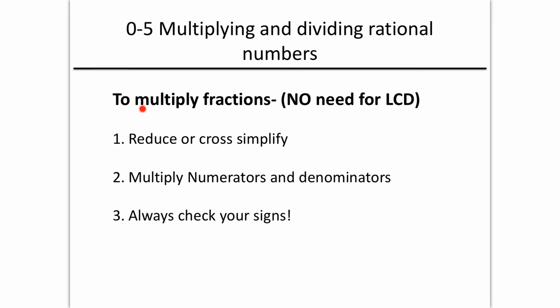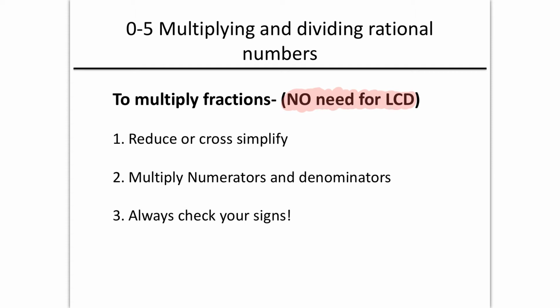So I'm going to show you guys how to multiply fractions first, and then I'm going to show you how to divide fractions. When you multiply fractions, one of the things you have to remember and memorize is no need for the LCD, lowest common denominator. That is what's different when you multiply fractions versus when you add or subtract fractions. You do not need to find the lowest common denominator. It's a very common mistake. Students get confused because they think when you multiply or divide fractions, you need the lowest common denominator. And the answer is no, you do not need the LCD.